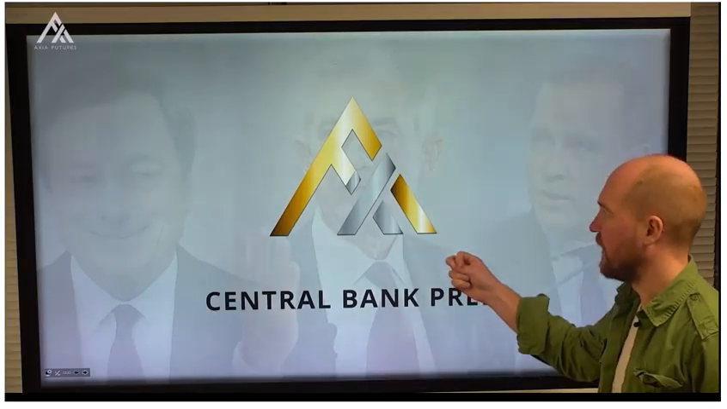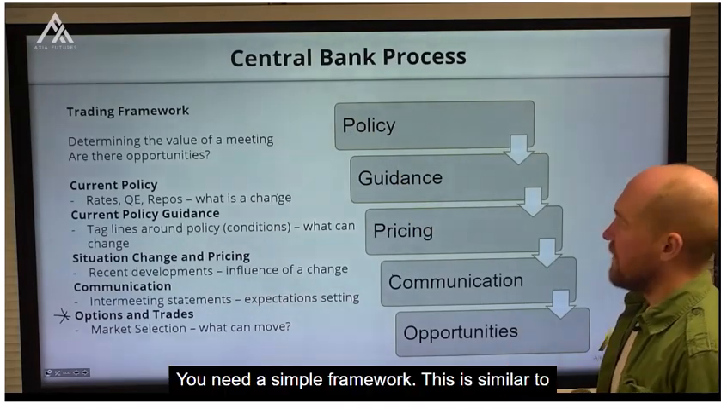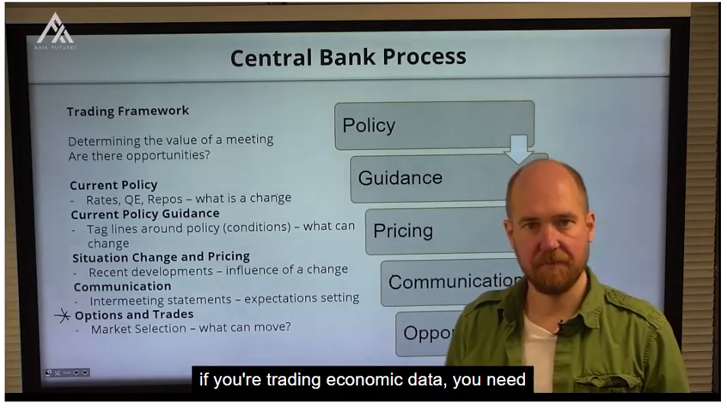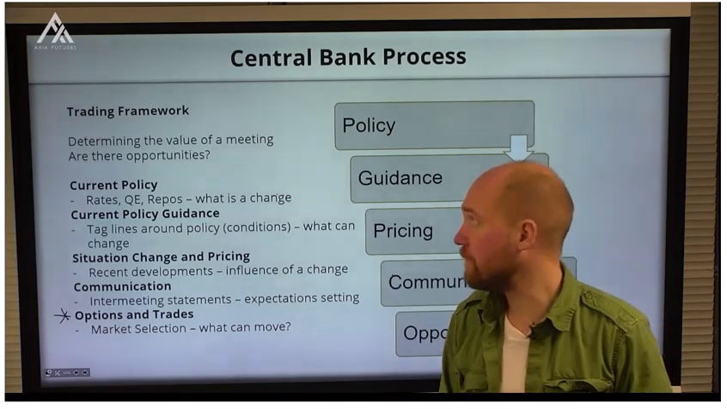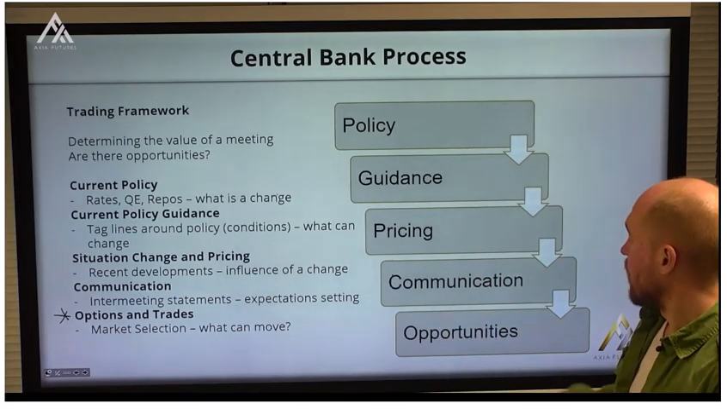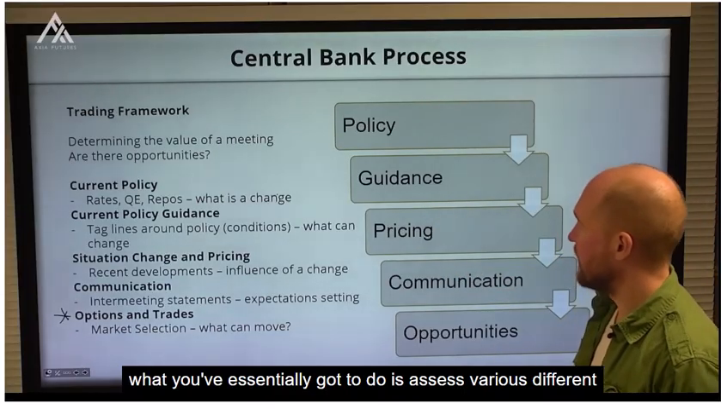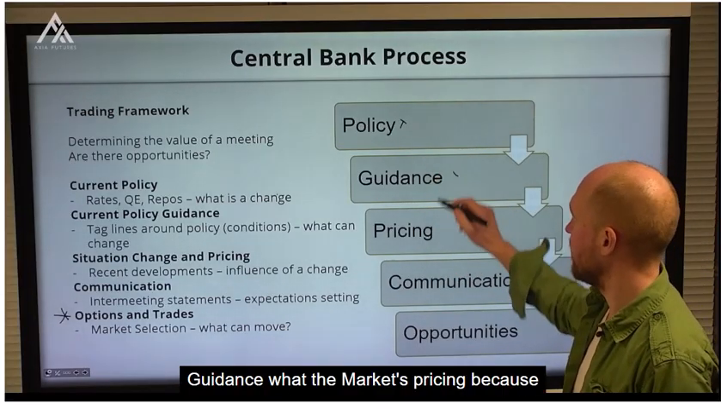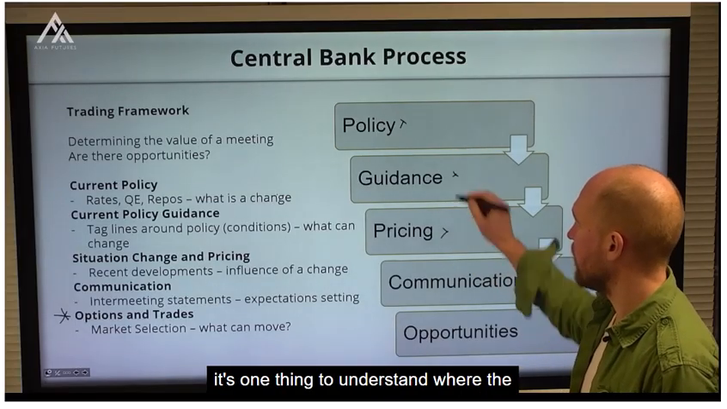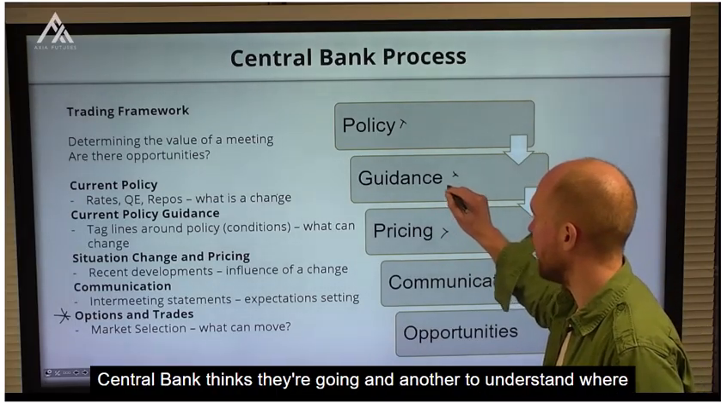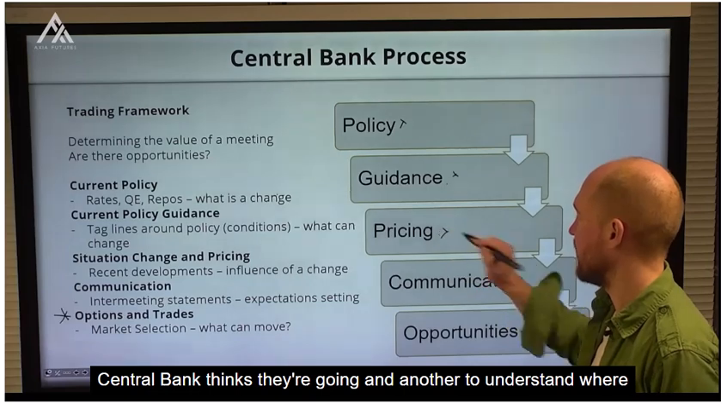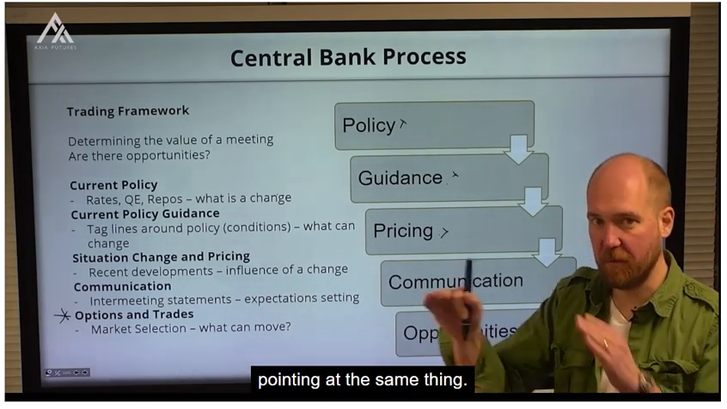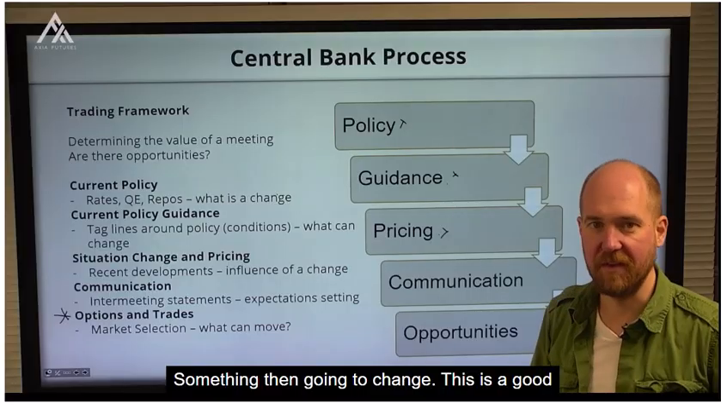Let's get going. You need a simple framework. This is similar to if you're trading economic data. You need a clear framework for what you're going to do. What you've essentially got to do is assess various different things, starting off with current policy, guidance, and what the market's pricing, because it's one thing to understand where the central bank thinks they're going and another to understand where the market thinks it is going. One of them could be wrong. If they're not both pointing at the same thing, something's then going to change.